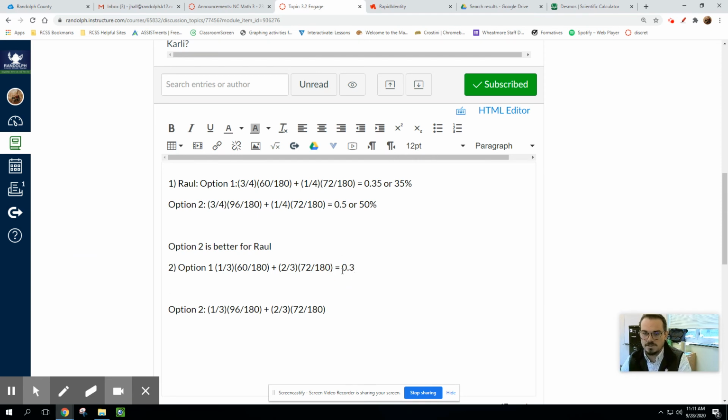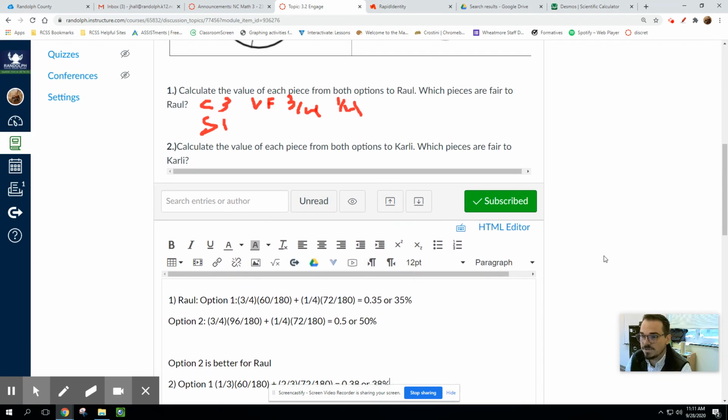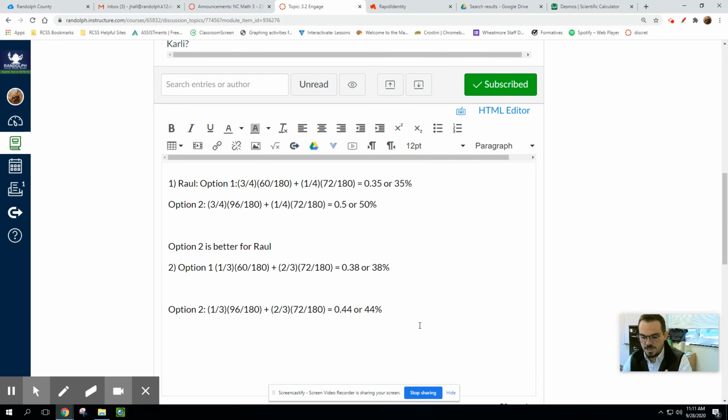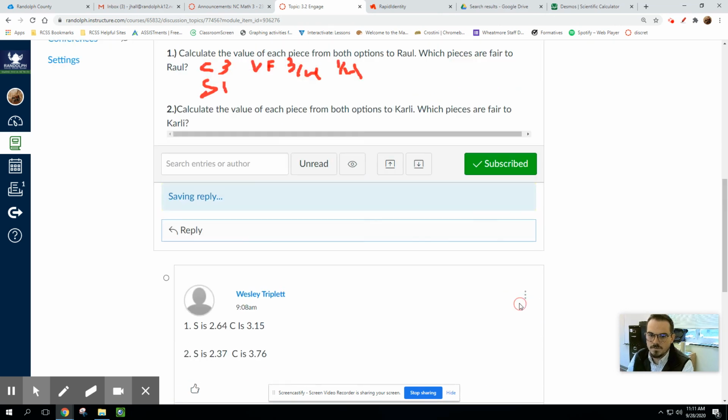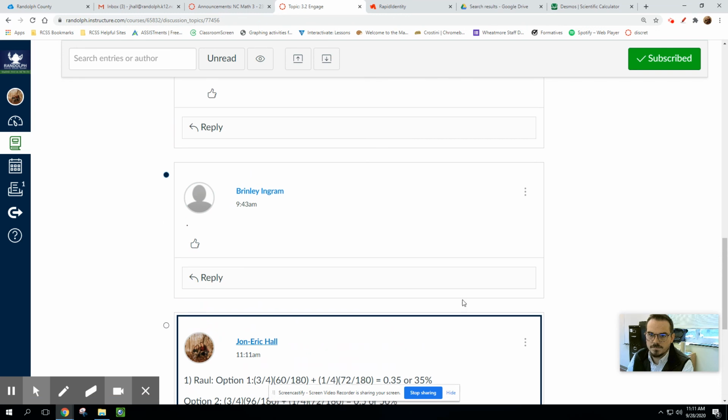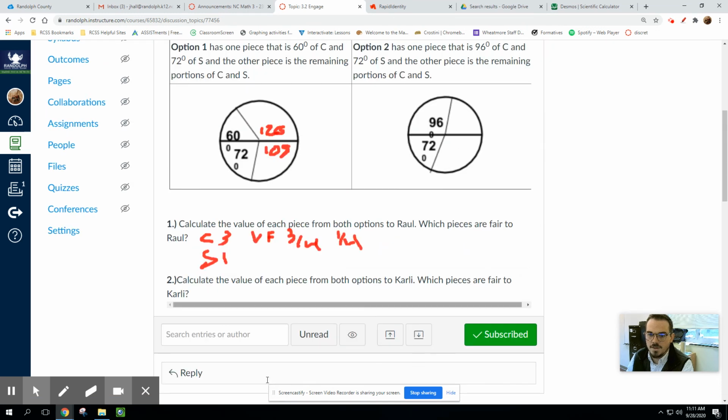So 0.38, it's 37 repeating. And then this one, surprisingly, is 0.44 repeating. So 0.44 or 44%, right? And this is 0.38 or 38%. So the question is, which piece would be fair to Carly? It looks like neither is going to be fair to Carly because neither one meets 50%. So we'll say neither is fair to Carly. There you go. There's your answer.